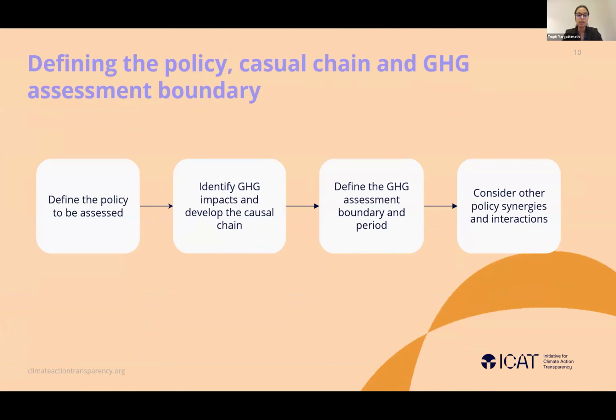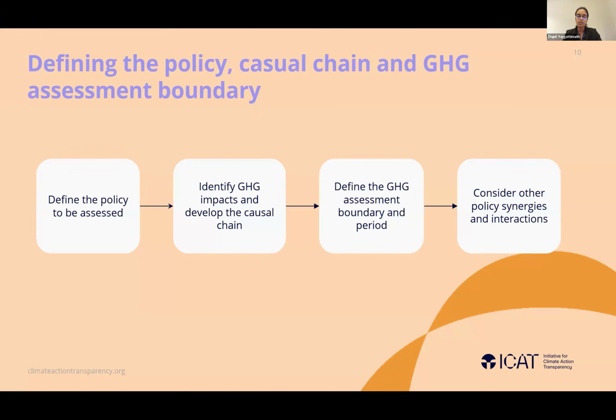So here we start with defining the policy, the causal chain, and the GHG assessment boundary. And this step basically sets up the foundation for the entire assessment. We begin by clearly defining the policy that is being assessed and identifying the key intermediate effects through which the policy is expected to influence the emissions. These relationships are then mapped through the causal chain, which links policy actions to resulting emission outcomes.